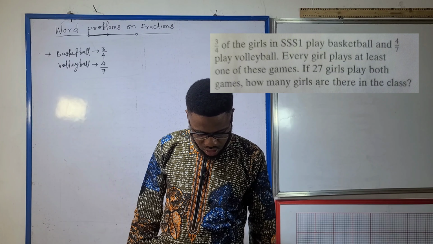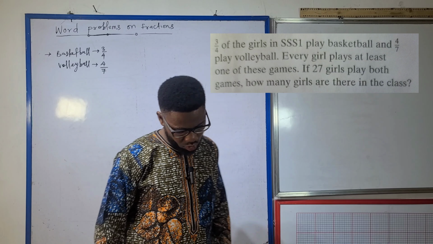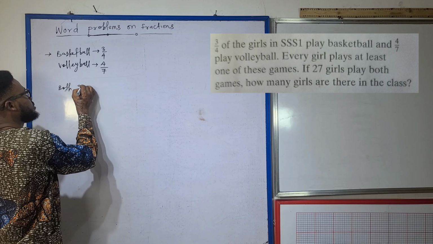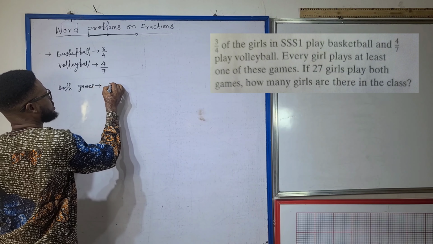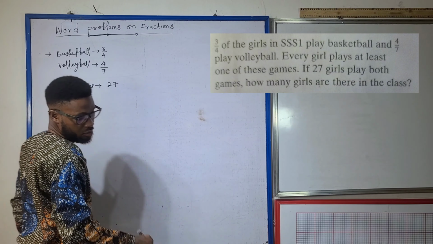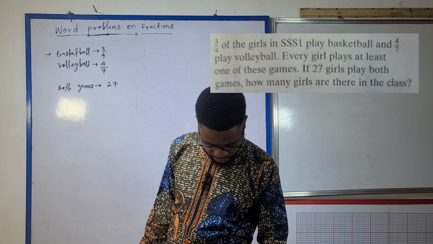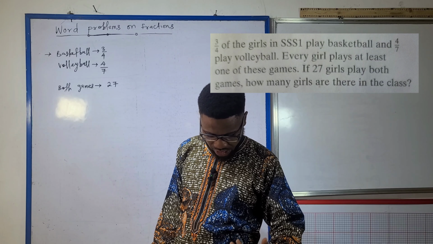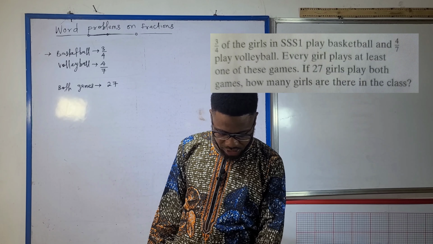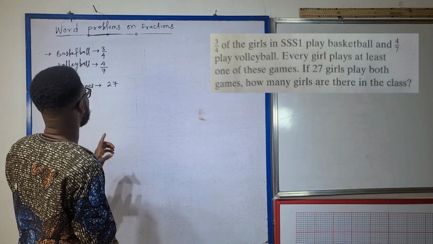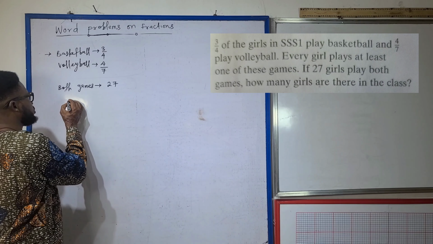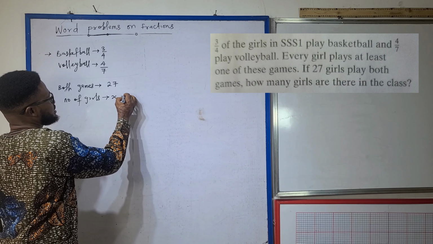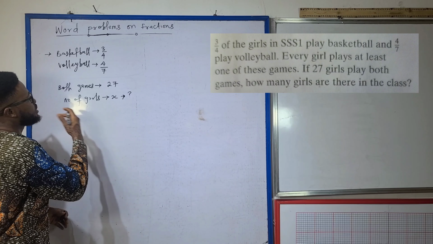If 27 girls play both games. Okay, both games. Now, this is given in fraction, for both games. You're looking at 27 girls play both games. How many girls are there in the class? But take note, 3 over 4 of the girls play basketball, 4 over 7 played volleyball. Every girl plays at least one of this game. That's a point there. So we're being asked how many girls, the number of girls. Let the number of girls be X, and that is our question. We want to know how many people are in the class.